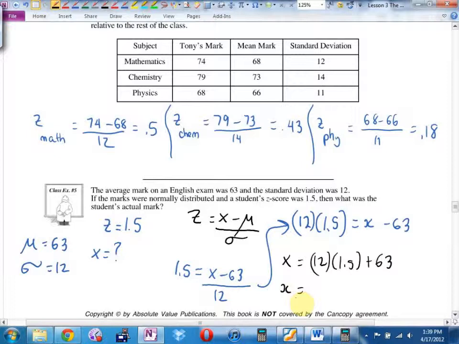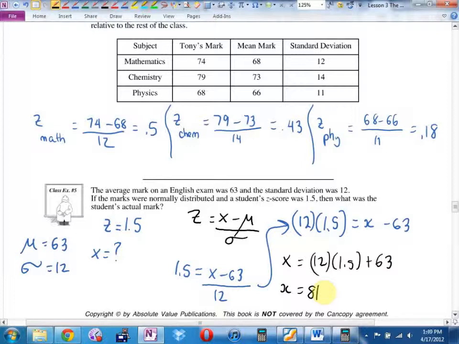If the average mark on this test was 63 and you know the standard deviation was 12 and you know the student's z-score was 1.5, what did he actually get? Johnson, 81? Okay. So he got 81%, which gave him a z-score of 1.5.